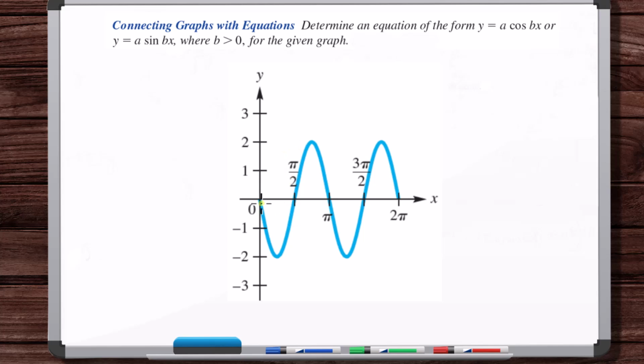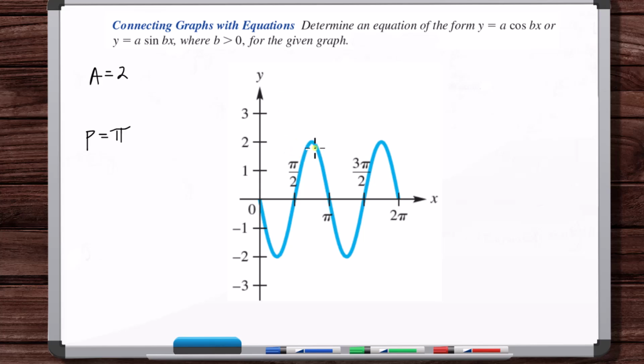Okay, here we've got another period pi, so we're going to be multiplying the argument in the sine or cosine function by 2. So the period is pi. Okay, the amplitude is 2. Now, we can see we're starting at 0, so this is a sine function, but notice that we're not starting like a typical sine function, which would start this way. We're starting in the opposite direction because it's been flipped about the x-axis.